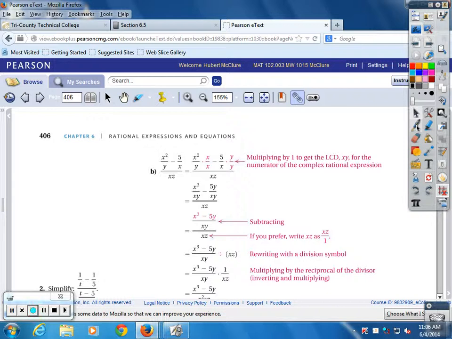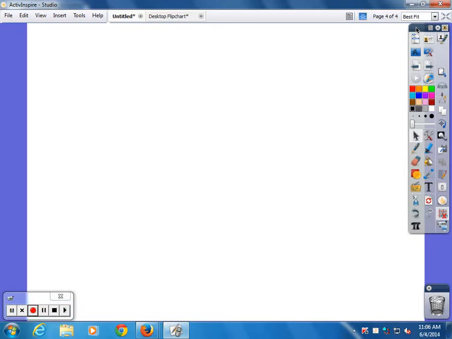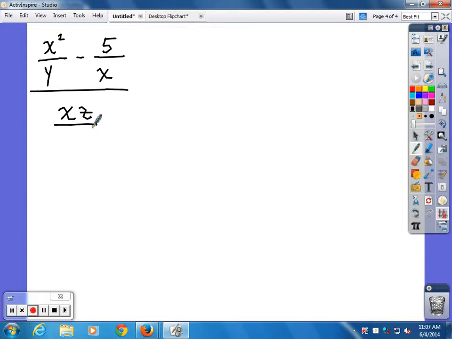And I teach and I tell students, whether they're in math 120 or math 110 or math 140, if you're one of these students that has to start from the basics when you do a problem, there's nothing wrong with that. Make it a fraction. Build on it. You can cut it out when you need to cut it out, but don't cut it out if you're not confident with the problem. So, x squared over y minus 5 over x over xz over 1.